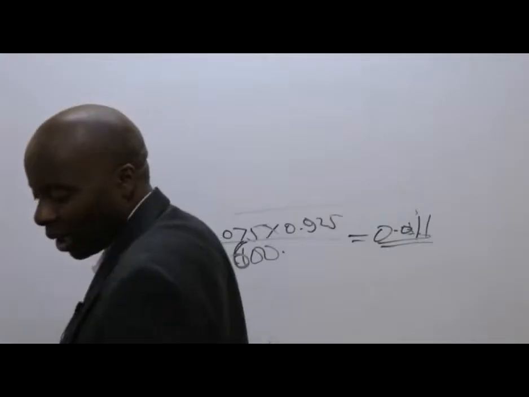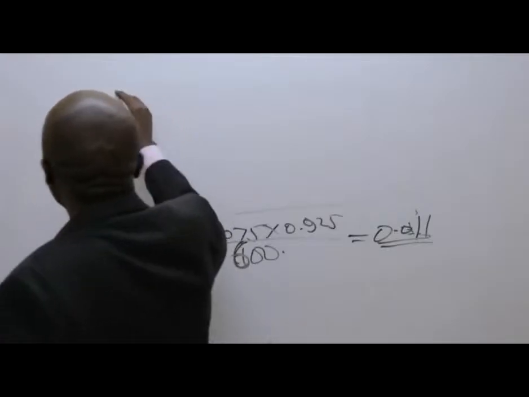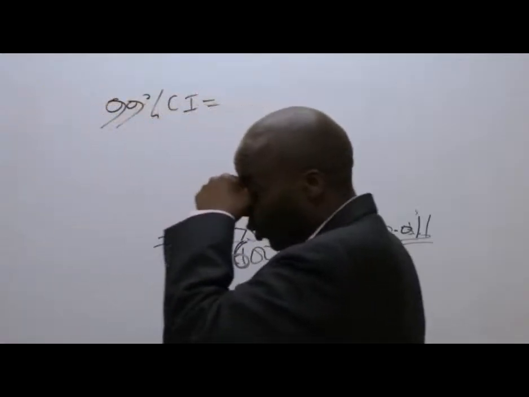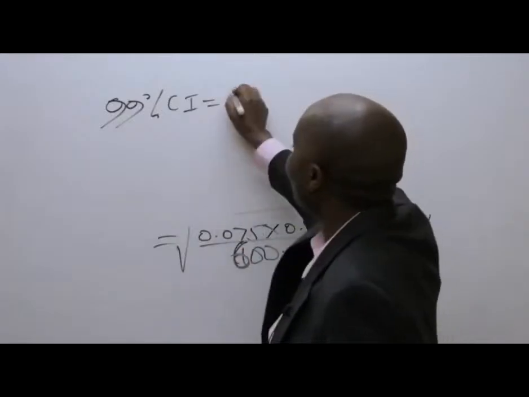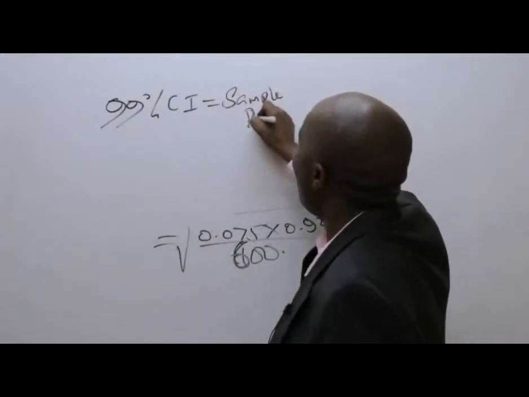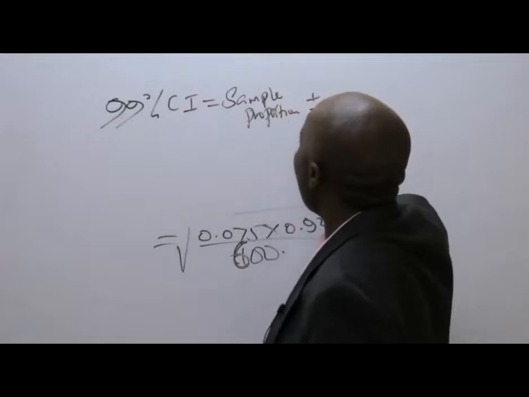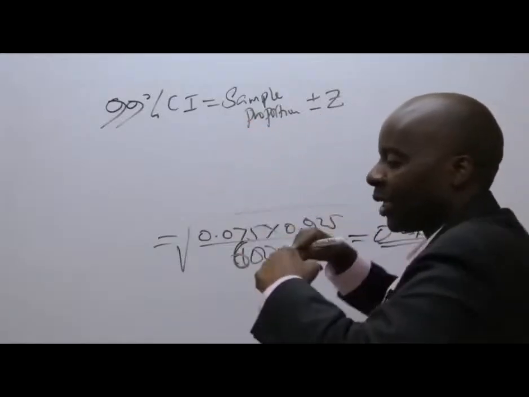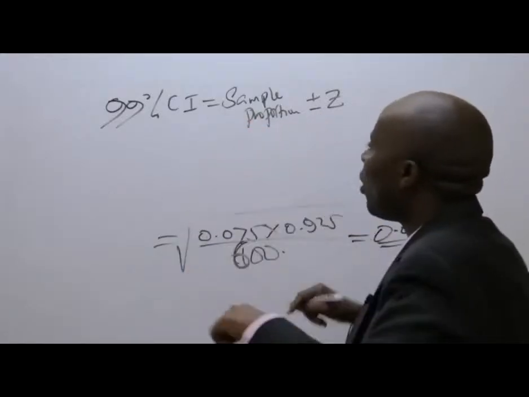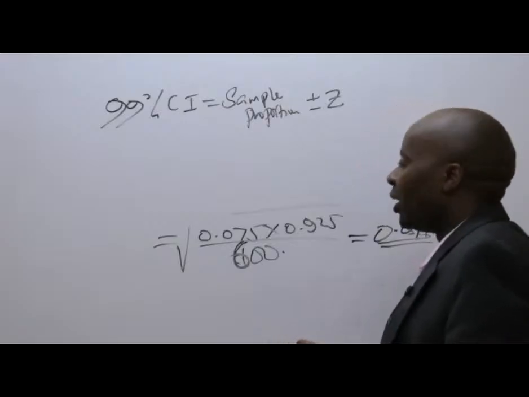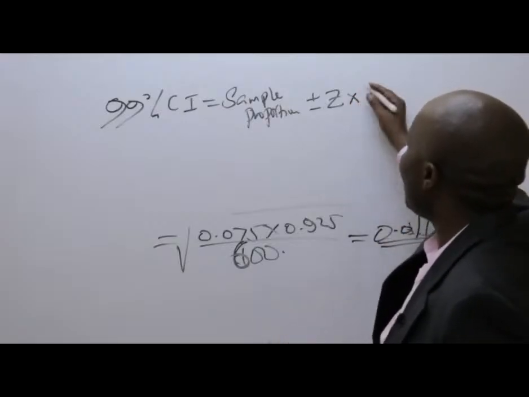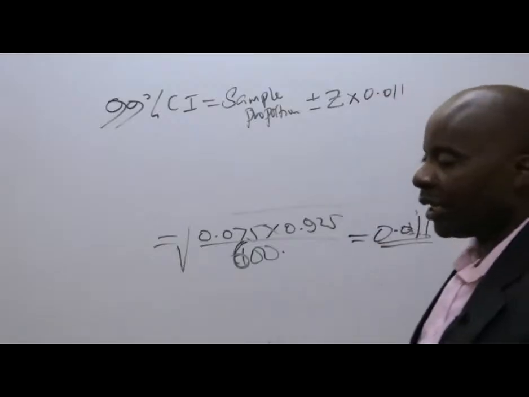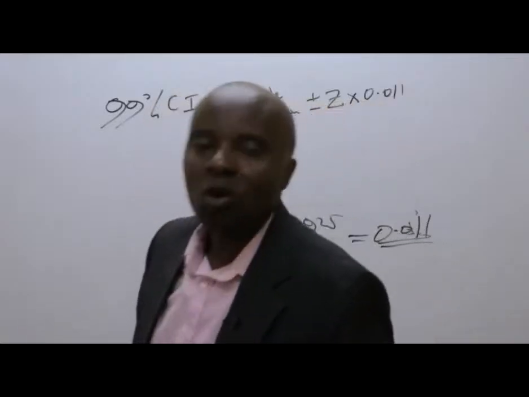So I will come and talk about the 99% confidence level. The 99% confidence interval will be equal to the sample proportion plus or minus Z times the standard error, which is 0.011. Of course, here we are looking for Z because we are still tackling large samples.